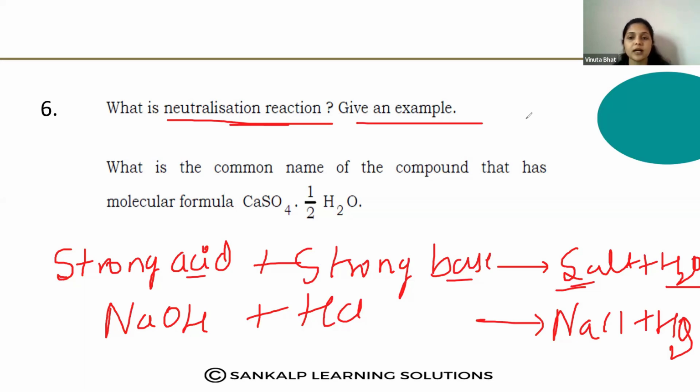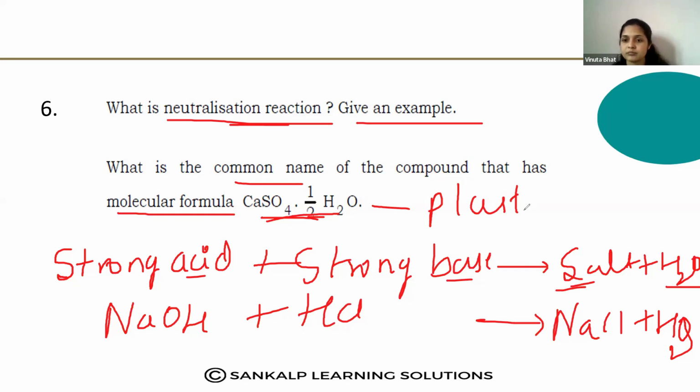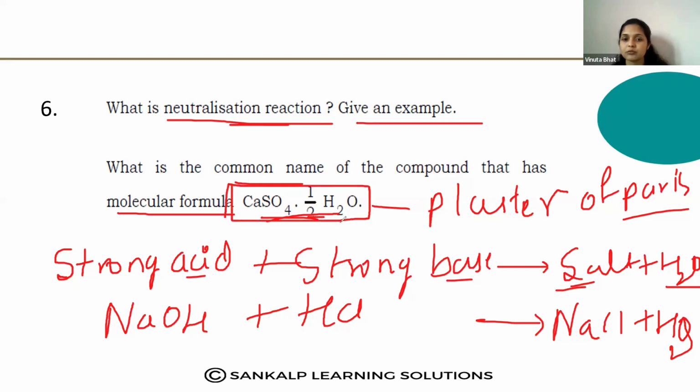What is the common name of the compound that has molecular formula calcium sulfate, CaSO4 half H2O? What is the common name? It is called plaster of Paris. Plaster of Paris. Okay. Also called calcium sulfate hemihydrate. The chemical name is calcium sulfate hemihydrate. Very important. Please note, important formula also.